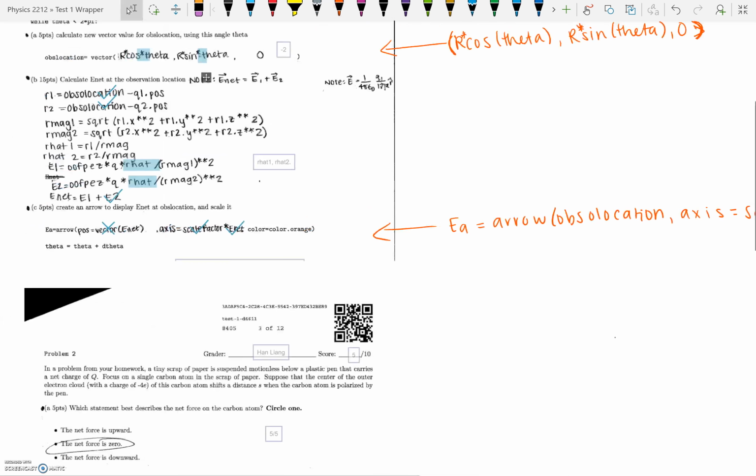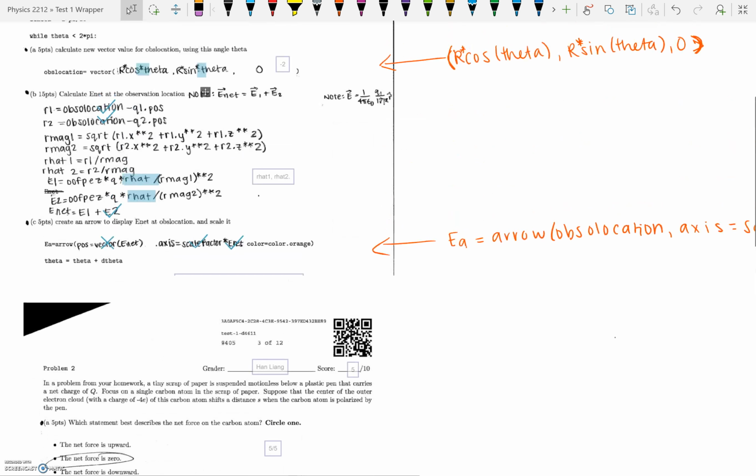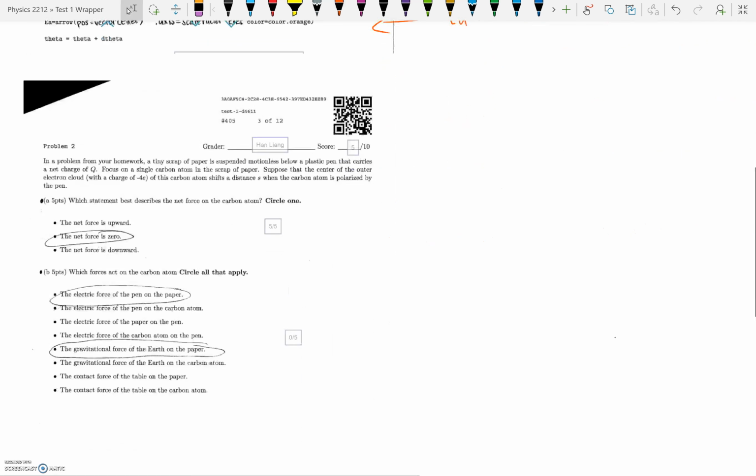So those were silly mistakes, but really could have made sure that I got those right to get the full points. Again, for part B, similar things. It should be r hat 1 and r hat 2.